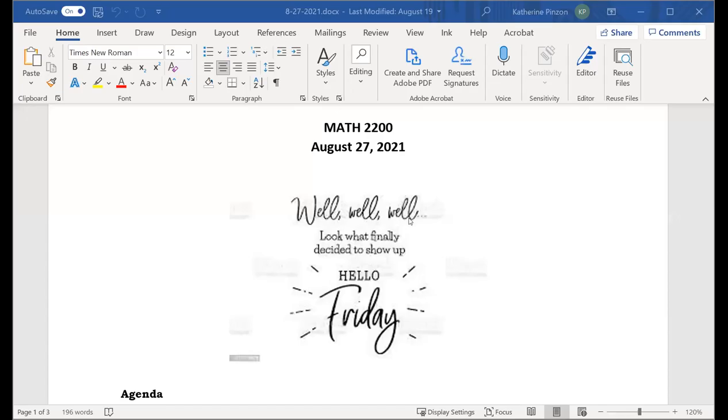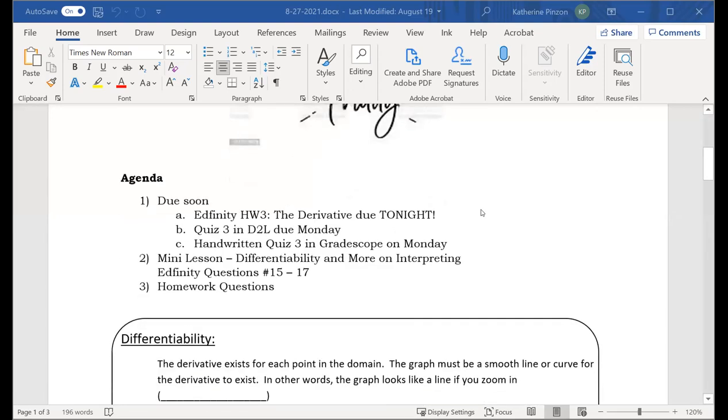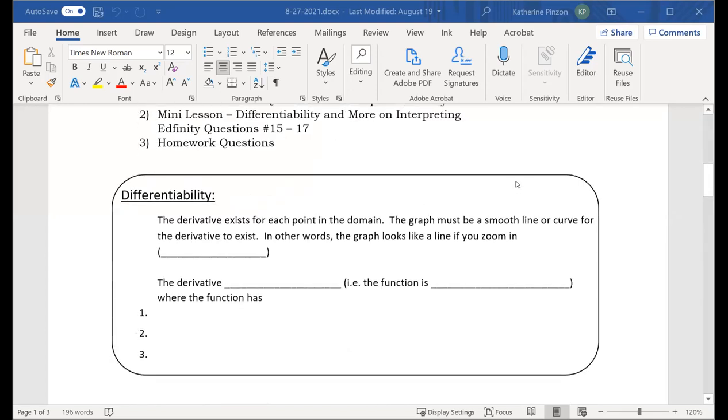Okay, happy Friday. Let's do this. Your affinity homework number 3 is due tonight, and then quiz is Monday. So we're going to do differentiability today, and then I'm going to do a couple more examples on interpreting the derivative.